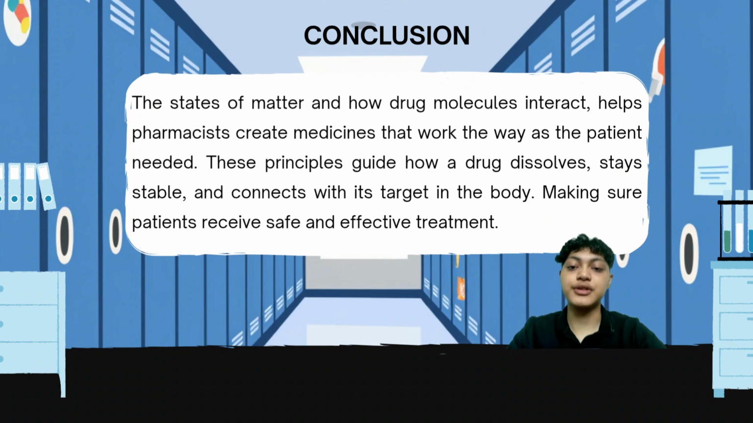So, in conclusion, the state of matter and how drug molecules interact help pharmacists to create medicine that works the way the patient needs. These principles guide how a drug is dissolved, stays stable, and connects with its target in the body. This can make sure that the patient receives a safe and effective treatment for their disease.